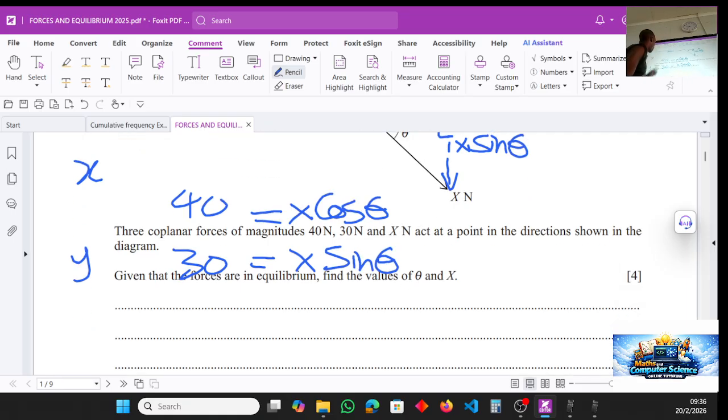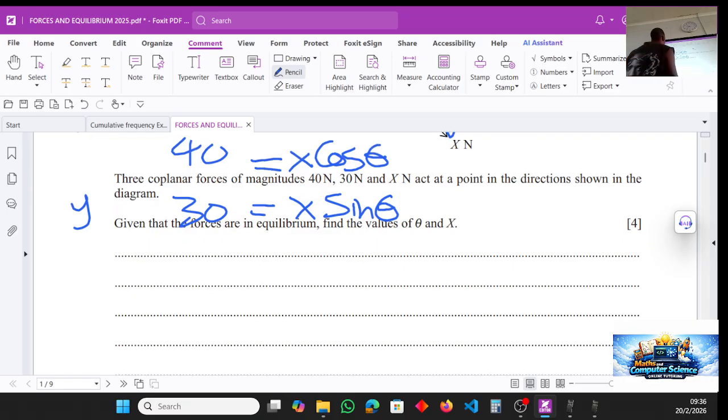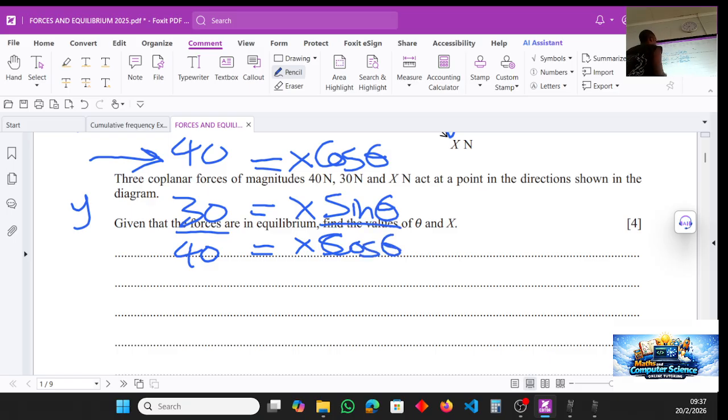Now, rearranging, because I had the identity sine over cos, if I rewrite this x equation below, I have 40 equal to x cos theta. When I divide correspondingly, the x's go away, and I'll be left with one unknown variable, that's theta. This simplifies to tan theta equal to, these zeros will cancel, so that's 3 over 4. But I'm interested in the value of theta.